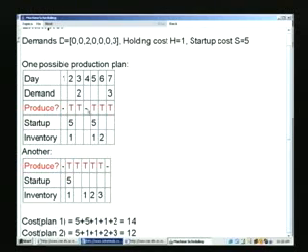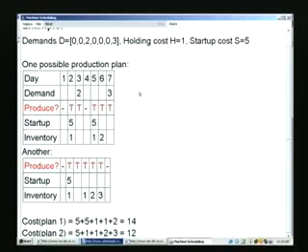The cost of the first plan, that is this one, is simply the startup cost, which is 5 plus 5 here, plus 1 plus 1 plus 2. So the cost for this first plan is 14. The cost for this plan is 5 for the startup, and then 1 plus 1 plus 2 plus 3, which is what I have written over here. And this adds up to 12. So clearly, this plan is better.